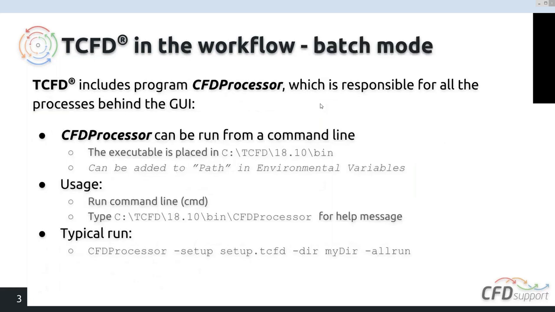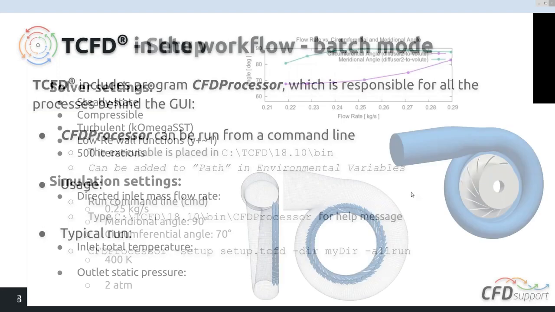To be fully automated, TCFD includes the batch mode, which can be run by the program called CFD processor, which basically manages all the steps behind the TCFD workflow. And it can be simply run as a command, CFD processor, with the provided configuration file, and just tell where to store the results. And the option all run means that everything runs by one command.